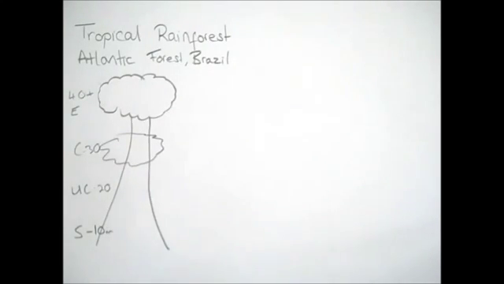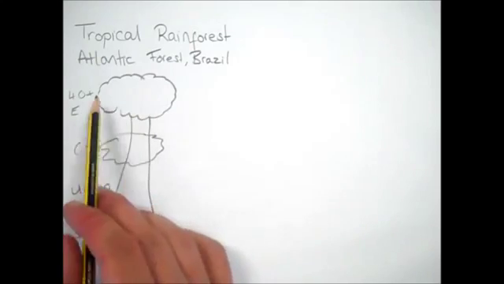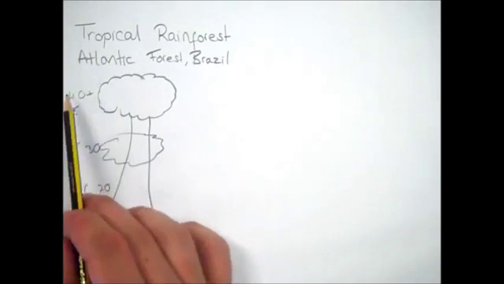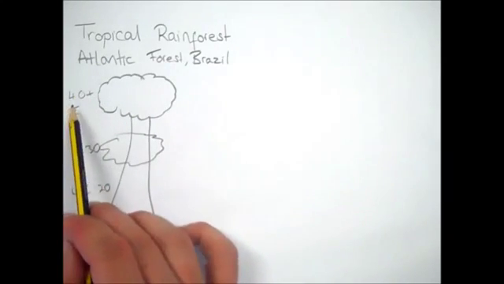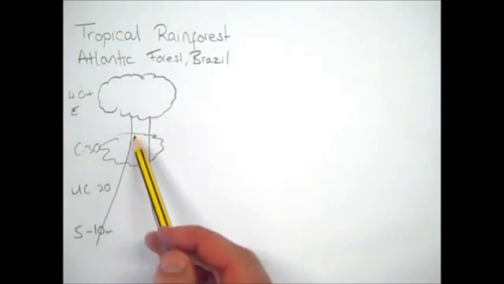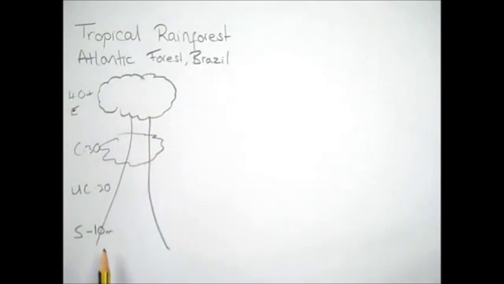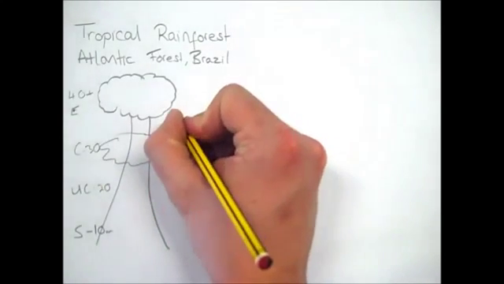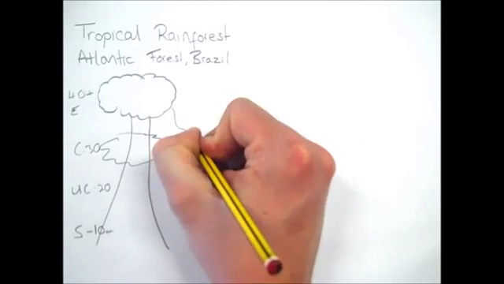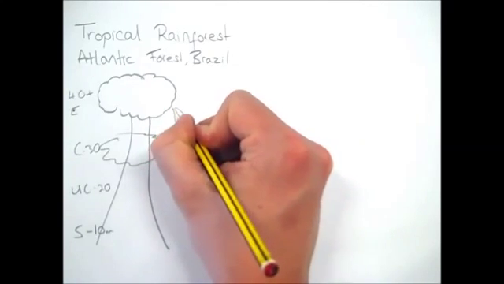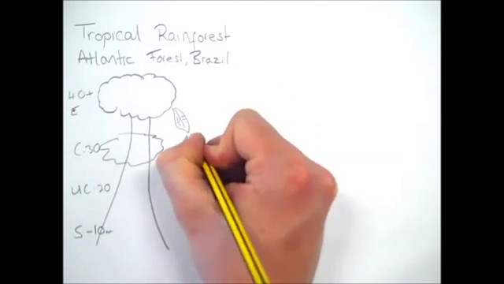Now, let's work our way from the top downwards. In terms of adaptations, the emergent trees grow to this height to be able to get as much sunlight as possible to photosynthesize. There is a large competition for sunlight in the rainforest, so the tallest plants will get the most because they can stick above the canopy. On top of that, they also have something called drip tip leaves.